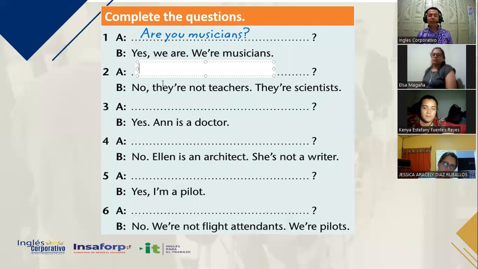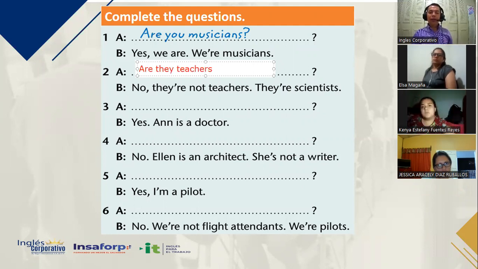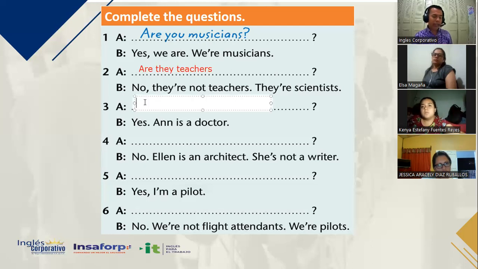No estoy muy segura, pero sería they are teachers. No, look, Kenya. No, they are teachers. No. No, look, they are. And then? Are they teachers? Excellent. Are they teachers? Are they teachers? No, no, they're not teachers. They're scientists. Okie dokie. Now, Gracia Maria, please.